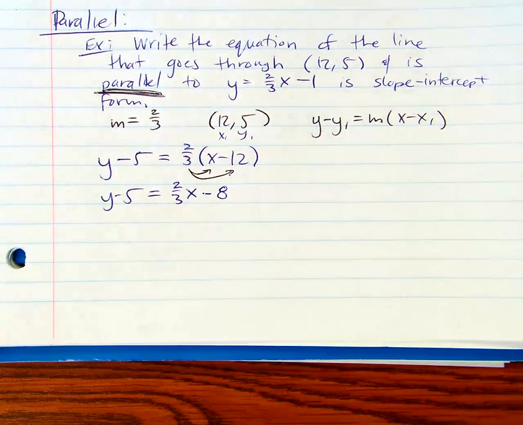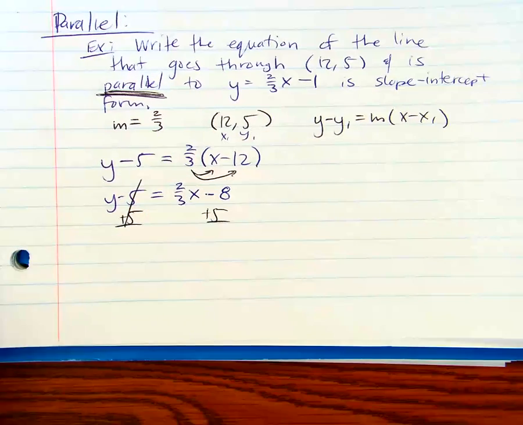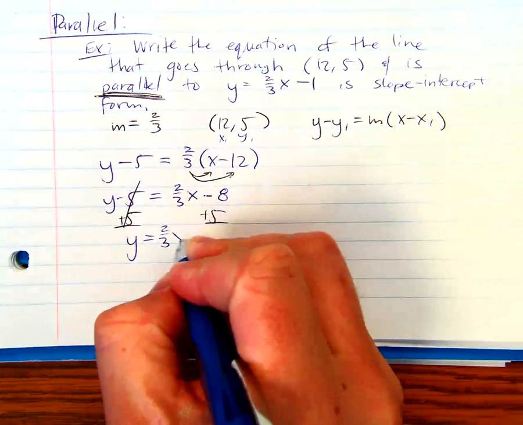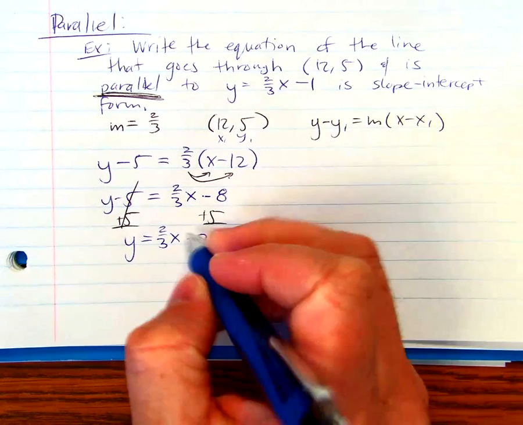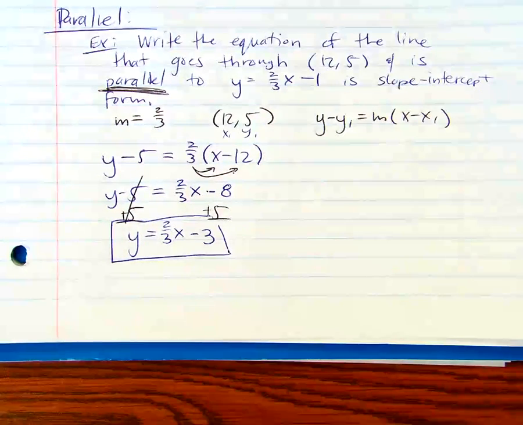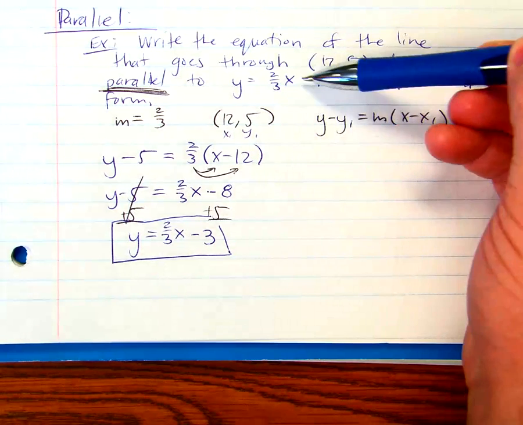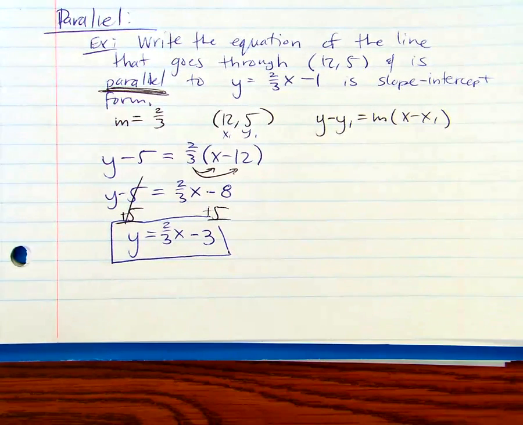Now that we don't have those parentheses in the way, we can do what we set out to do in the first place, get y by itself. If I add that 5, I now have y by itself, hooray. 2/3 x is still 2/3 x, negative 8 plus 5 is negative 3. Compare this to what they gave us in the first place. It used to say y equals 2/3 x minus 1. Now it says y equals 2/3 x minus 3. Do they have the same slope? Absolutely. They're parallel. We did exactly what we were asked to do.